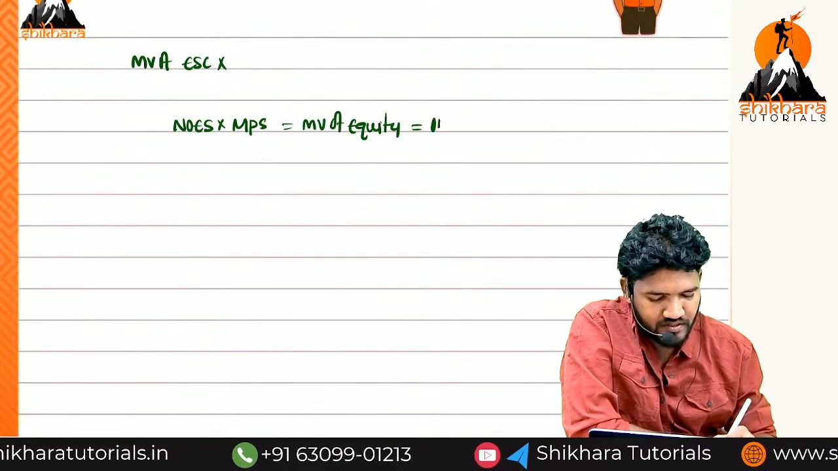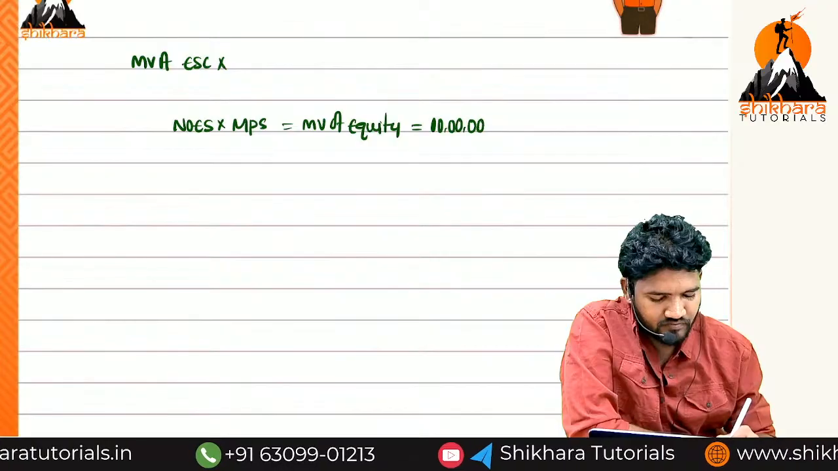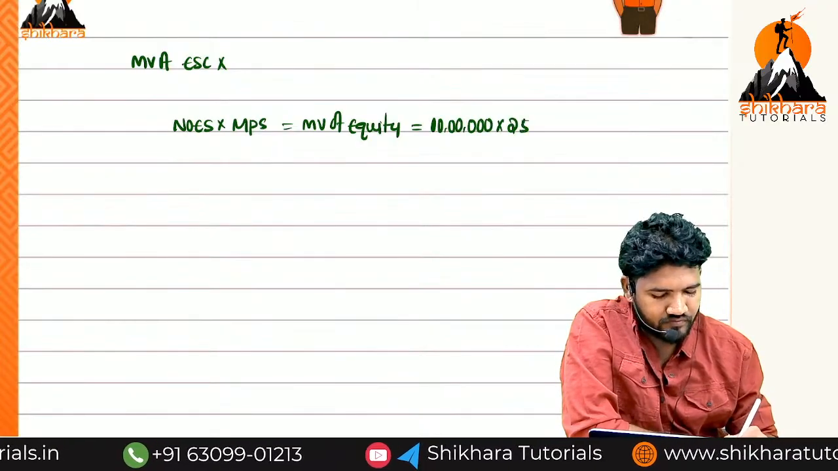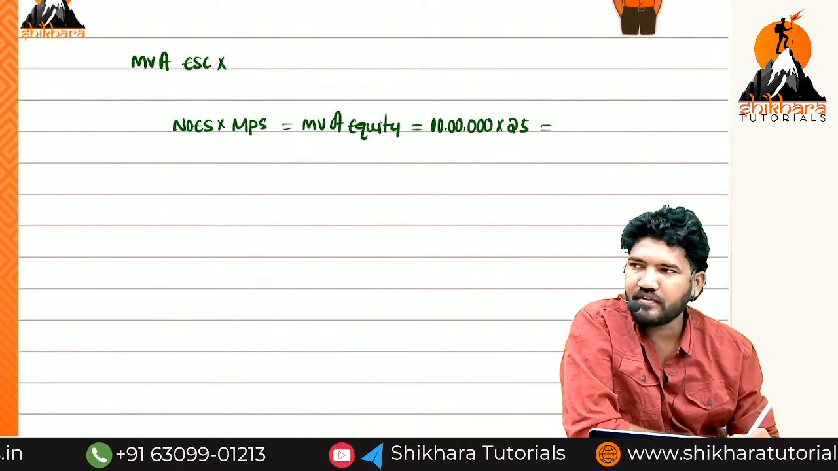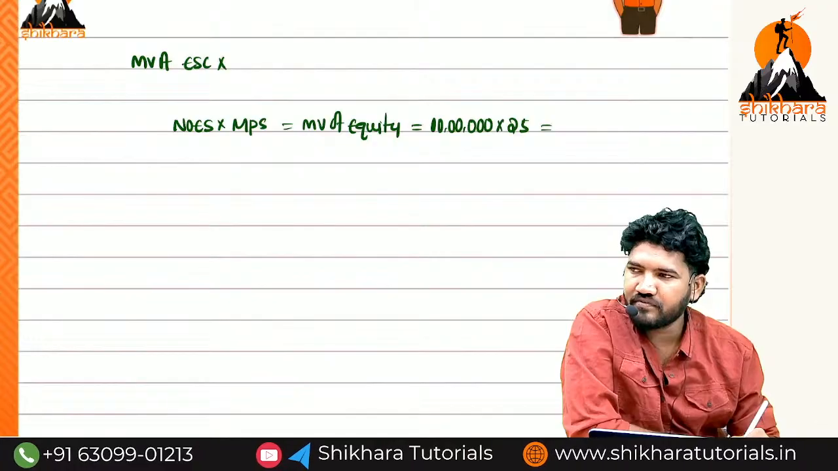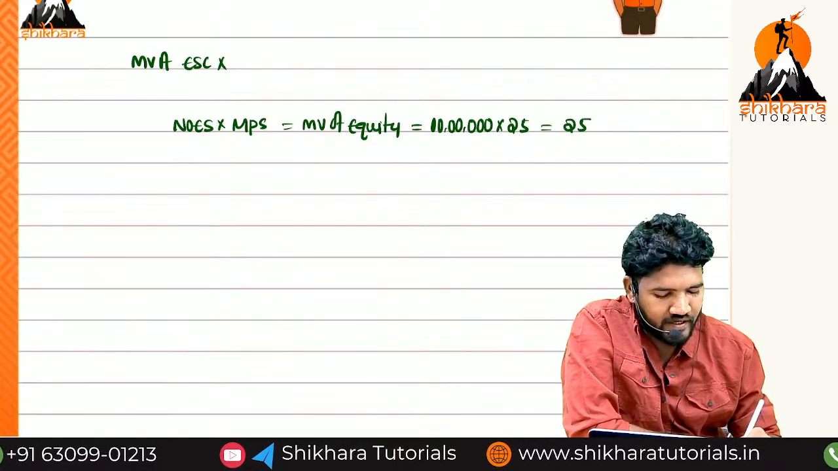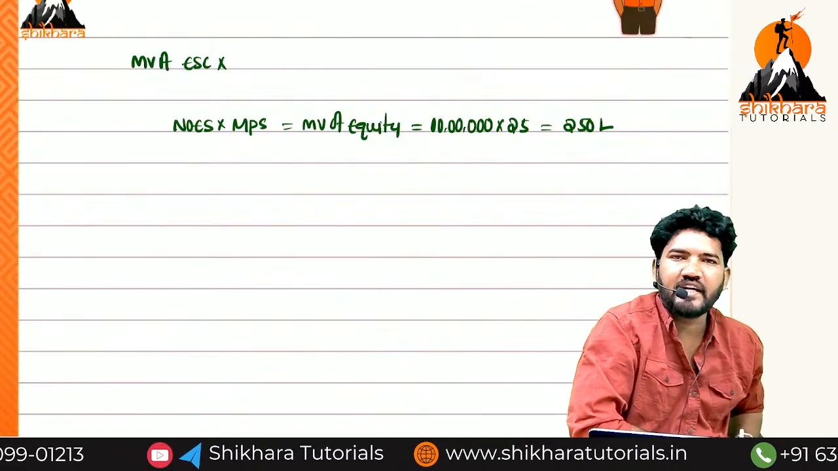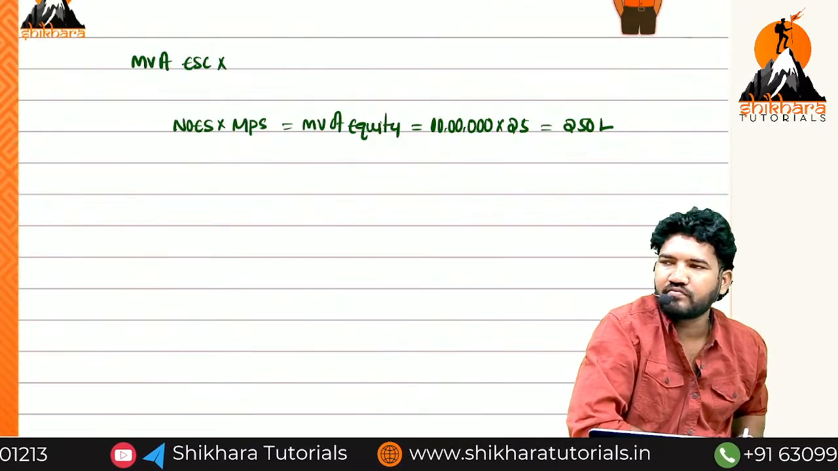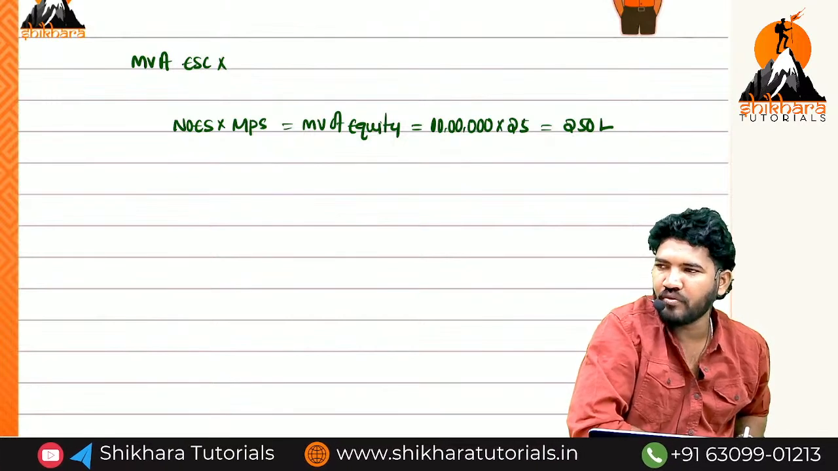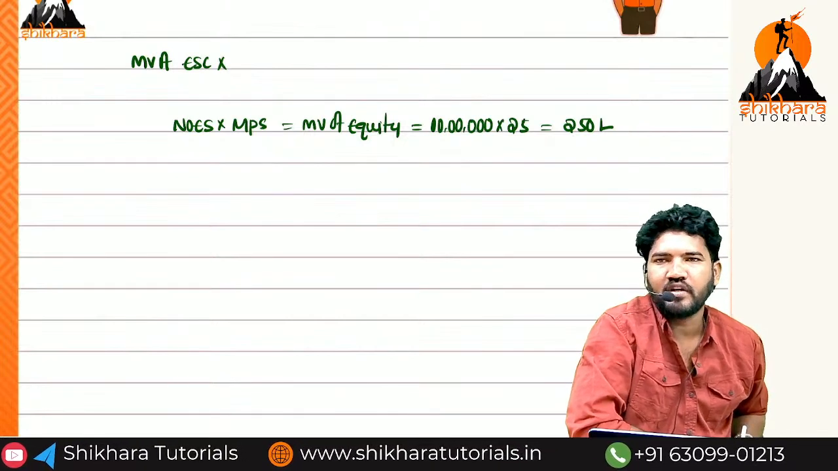10 lakh shares. Per share 25. Answer: 250 lakhs. Now what is the 250 lakhs? Equity share capital or retained earnings? Both, known as equity. Are you guys clear?